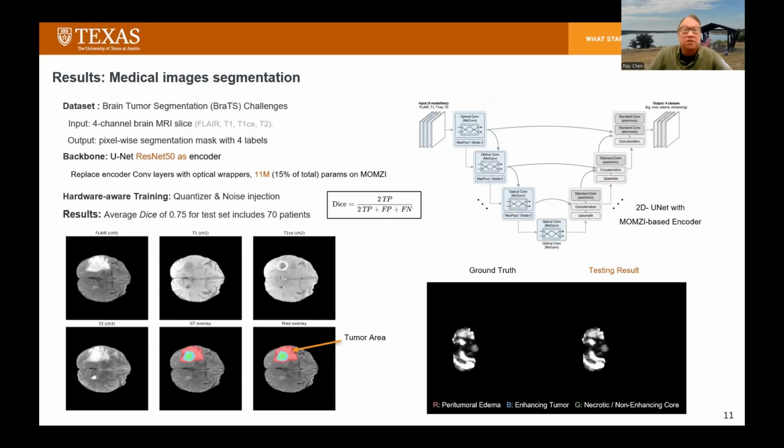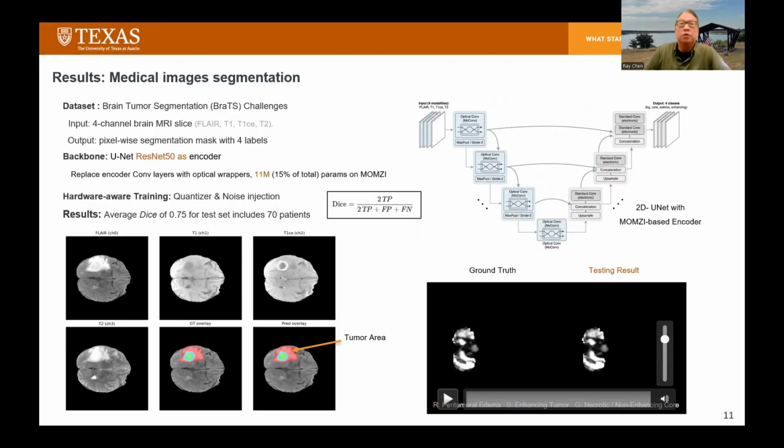Here is another dataset, from NIH brain MRI images. The more challenging task is medical image segmentation using the brain tumor segmentation dataset. The input is a 4-channel MRI slice, including FLAIR, T1, T1c, and T2. And the goal is to predict a pixel-wise mask with 4 classes.